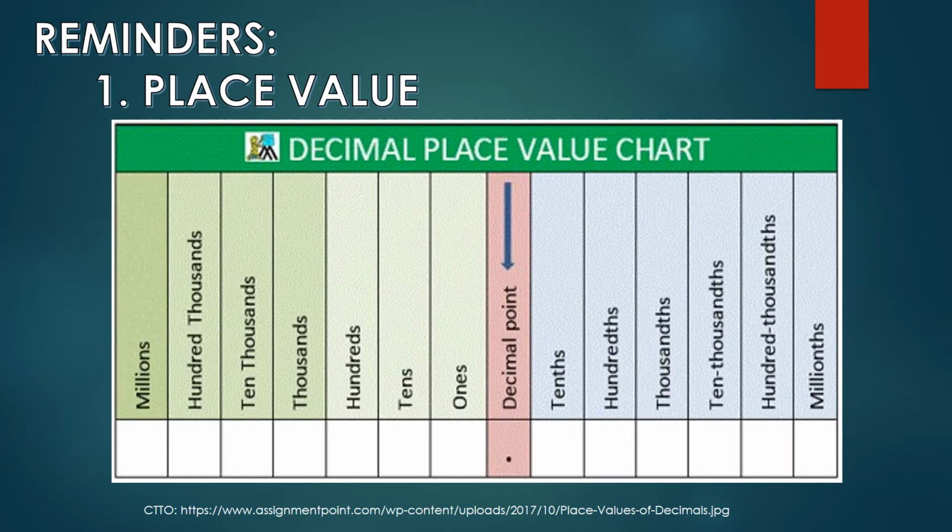From the decimal point to the left, we have ones, tens, hundreds, thousands, 10,000s, 100,000s, and millions. From the decimal point to the right, we have tenths, hundredths, thousandths, ten-thousandths, hundred-thousandths, and millionths.